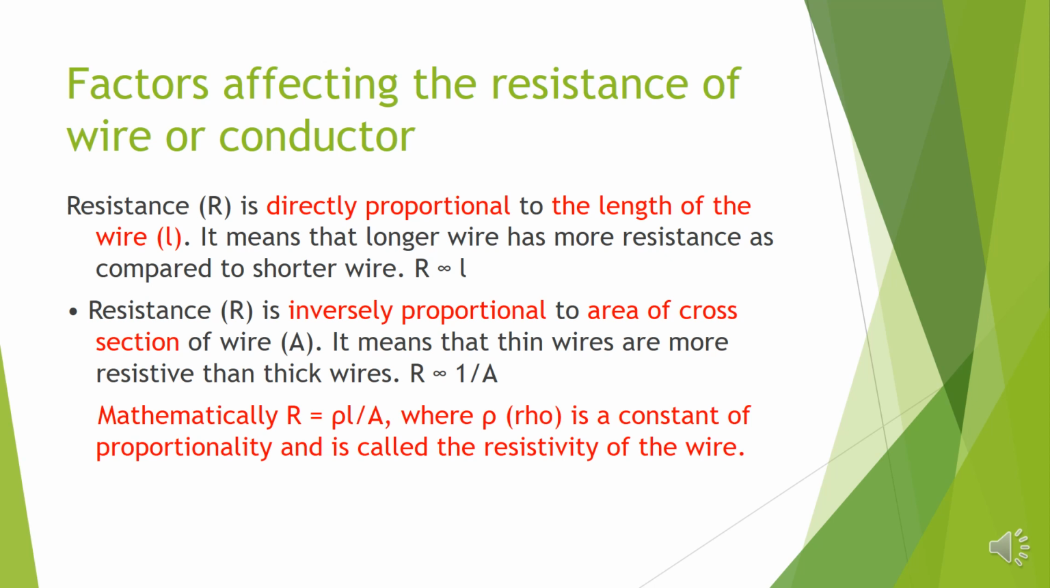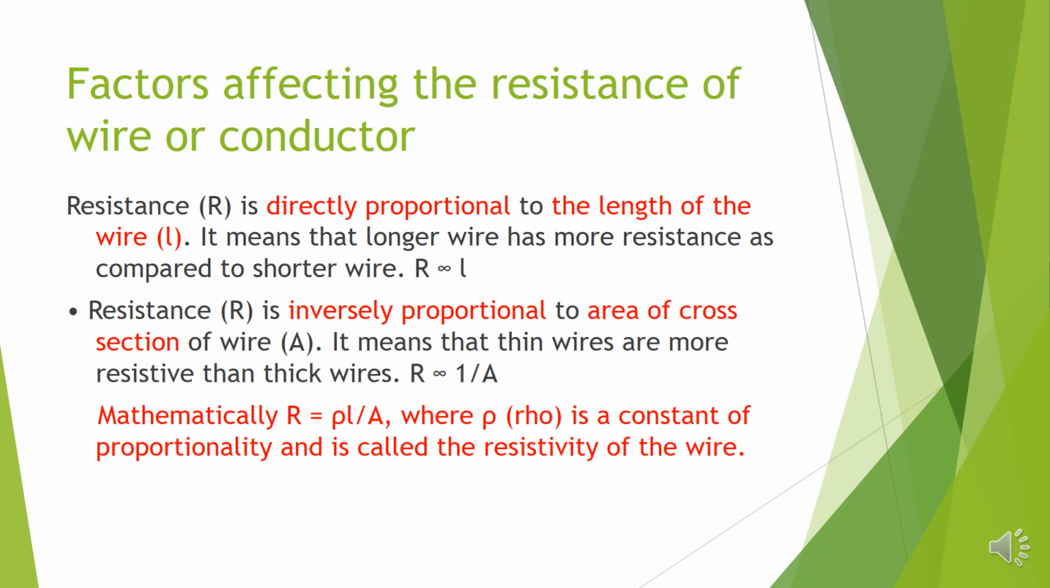Resistance R is inversely proportional to the area of cross section of the wire, area of cross section A, capital A. It means thin wires have higher resistance than thick wires. R is inversely proportional to area of cross section A.